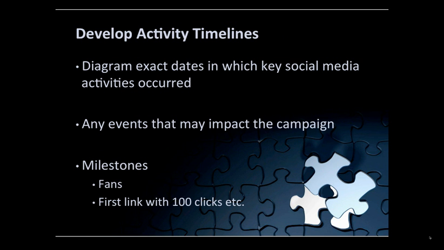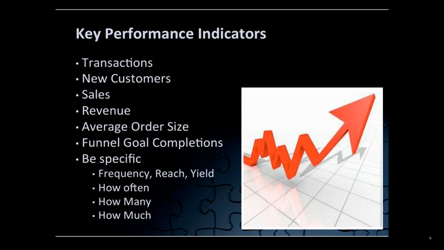Develop activity timelines. Diagram exact dates in which key social media activities will occur, any events that may impact any campaigns that you're running, and your milestones. Make goals. Say, we want 100 fans on our fan page by the end of the month. We want the first link with 100 clicks. Set milestones, set goals. Goals are very, very important, but make sure that they're achievable goals.